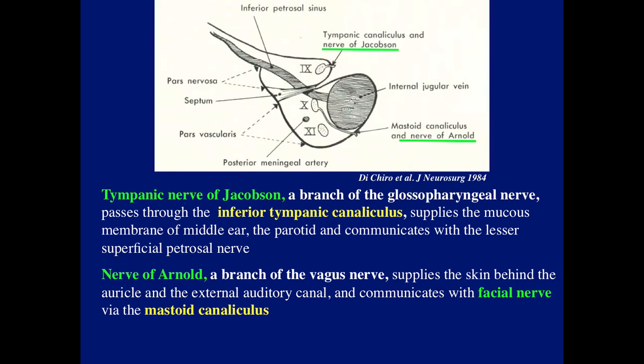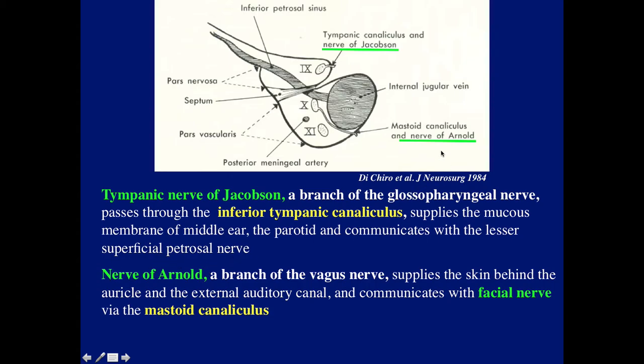Okay, now there are two other nerves that we have to be familiar with in the jugular foramen: the nerve of Jacobson and the nerve of Arnold. The tympanic nerve of Jacobson is a branch of the glossopharyngeal nerve. It passes through the inferior tympanic canaliculus and supplies the mucous membrane of the middle ear and the parotid, and communicates with the lesser superficial petrosal nerve.